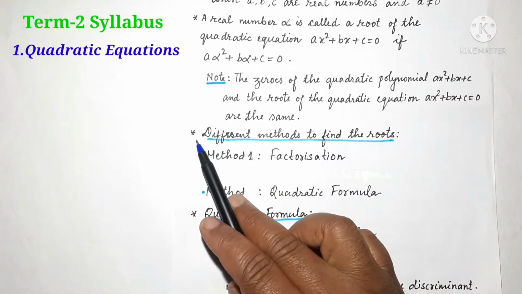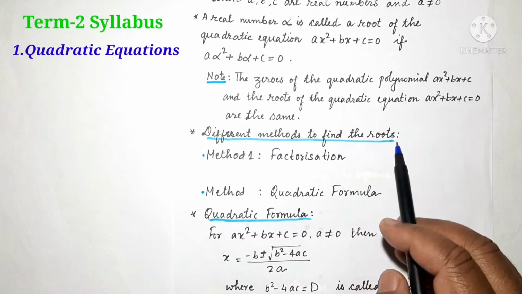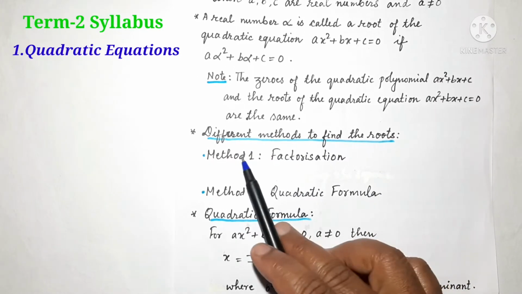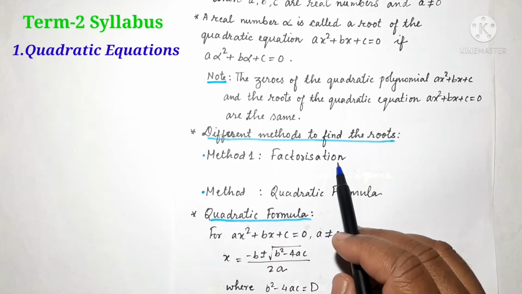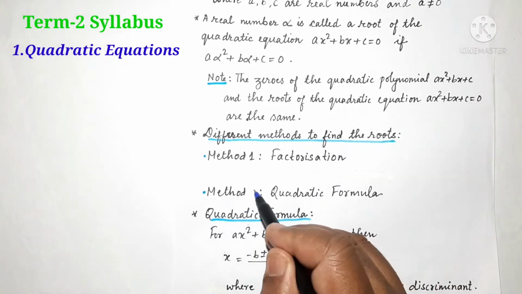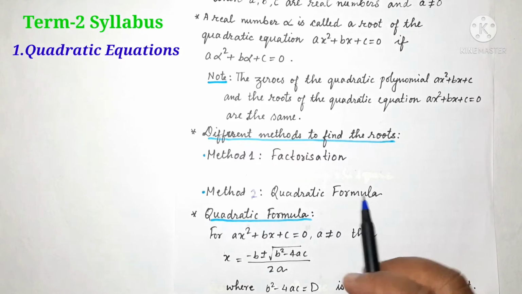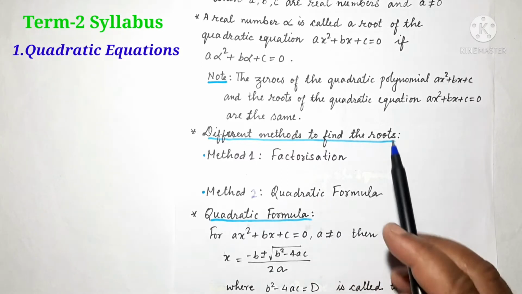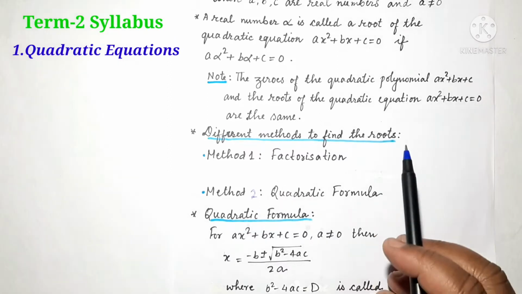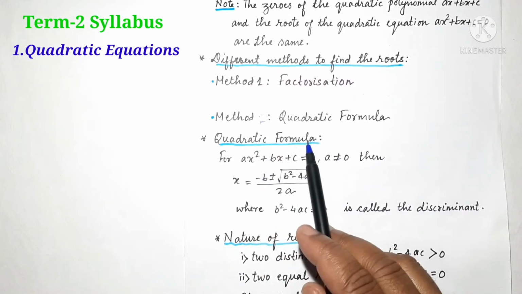Now the second topic that you have to learn in this chapter is different methods to find the roots. There are two methods in your syllabus at present. Method 1, factorization. Using factorization, you have to find the roots. Method 2 is quadratic formula. So using quadratic formula, you have to find the roots. And how many roots are there in a quadratic equation? There are 2 roots.